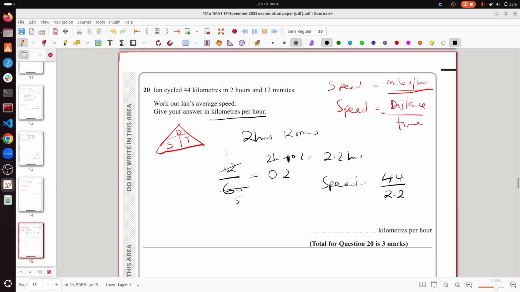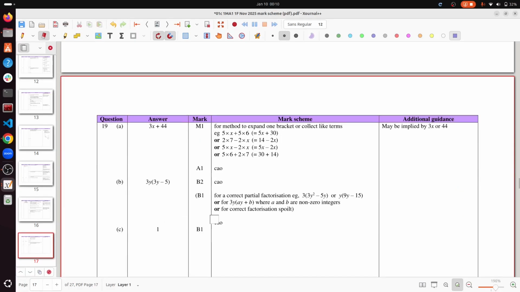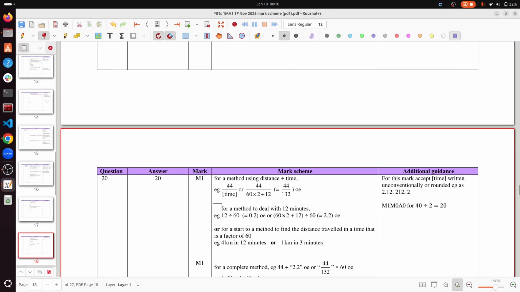Work out the average speed. A quick way to do this is to multiply by 10, so that gives me 440 divided by 22, just removing the decimal point. 22 goes into 44 twice, and 22 goes into 0 no times. So that is 20 kilometers per hour. 20 kilometers per hour, and that's correct.